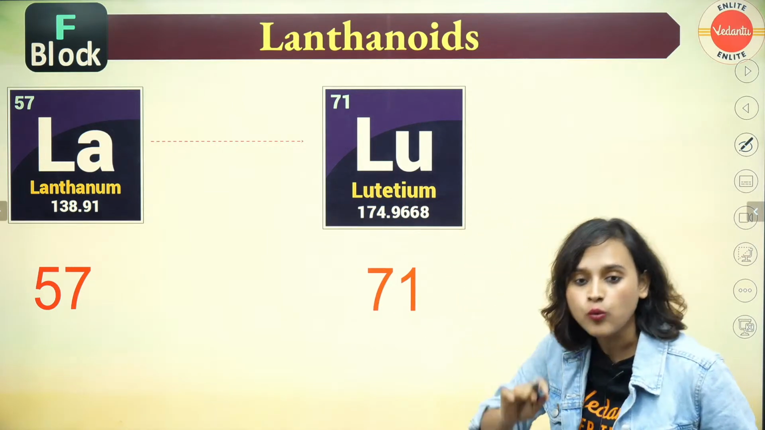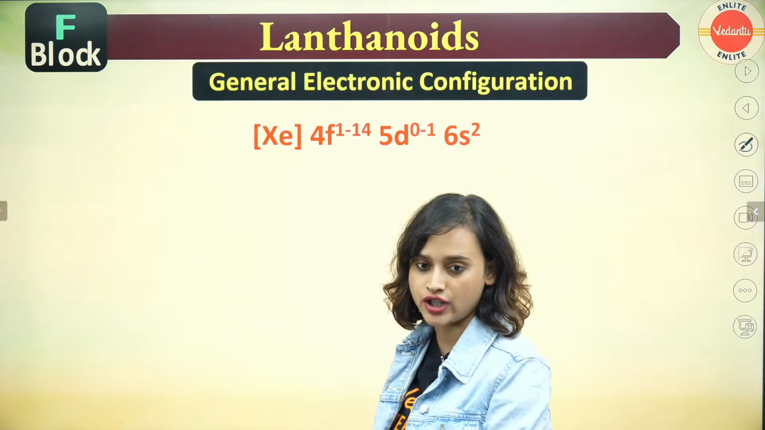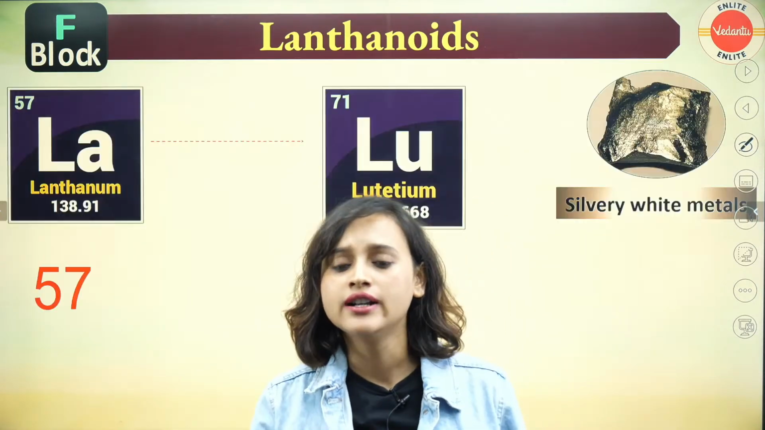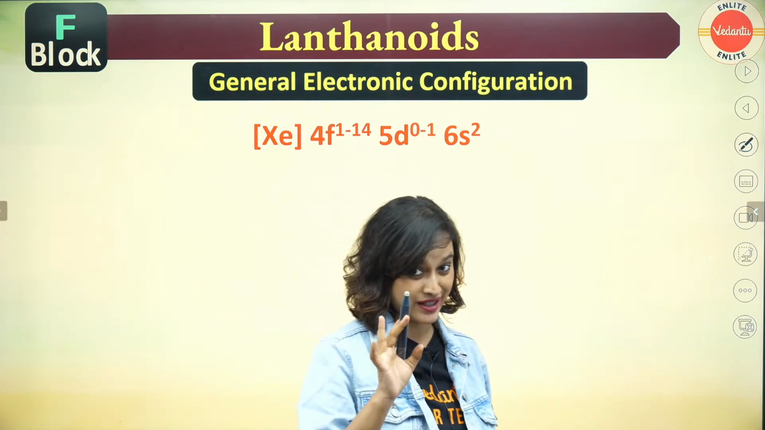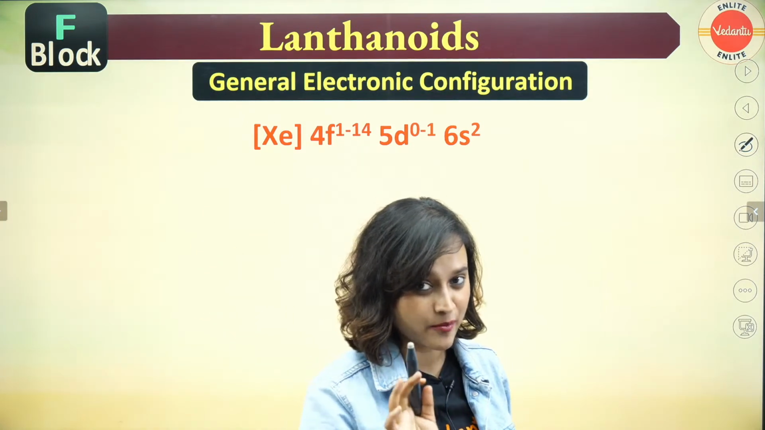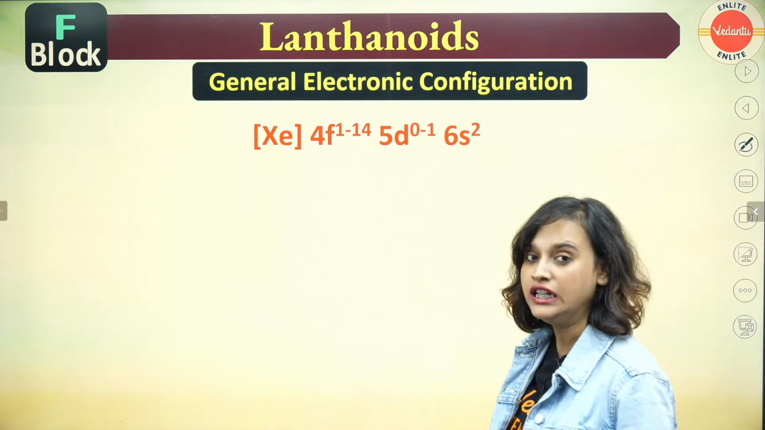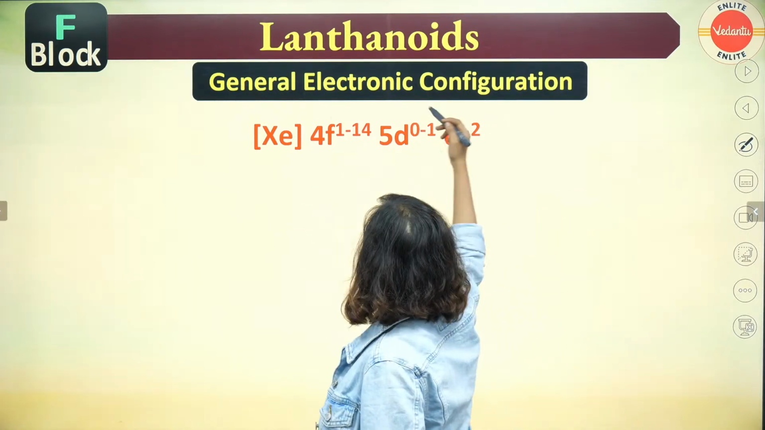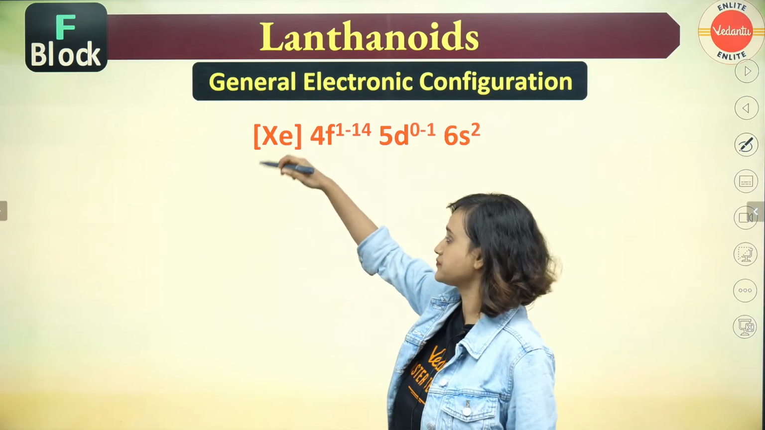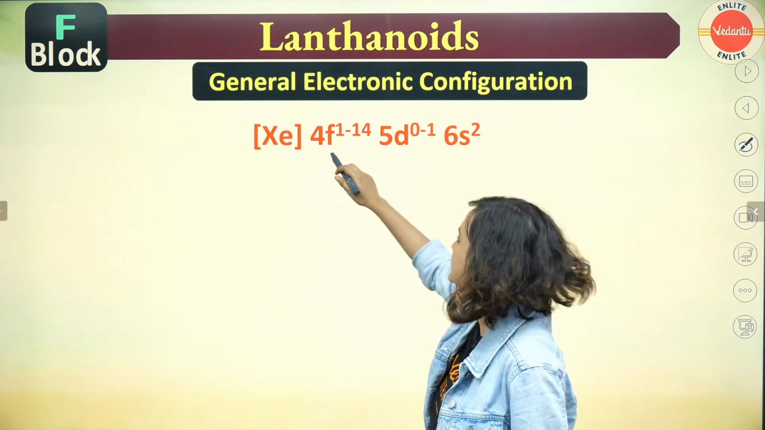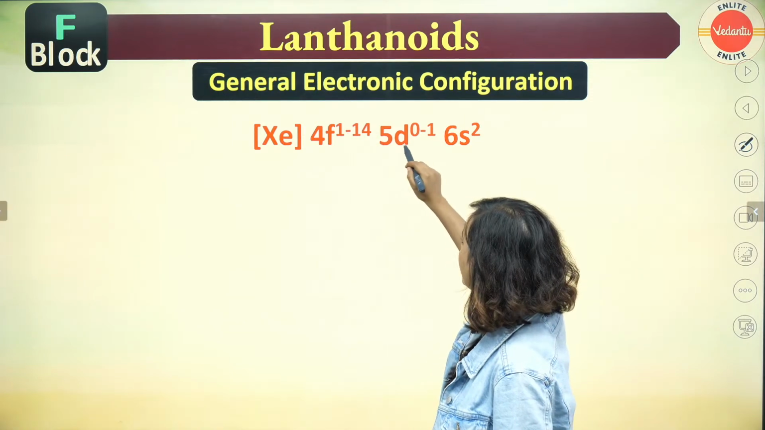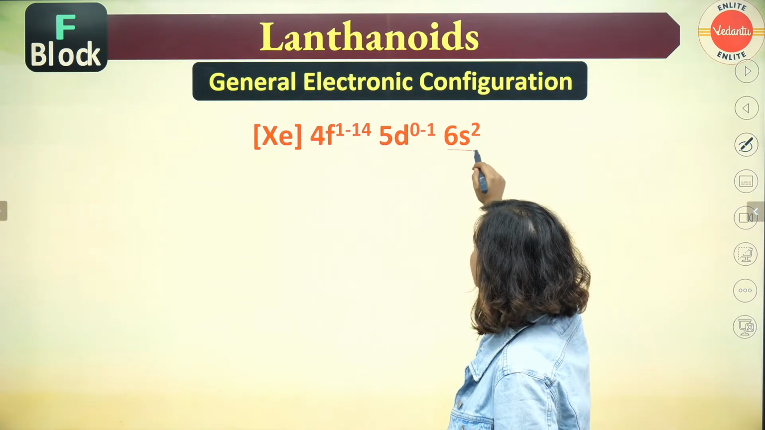Now, what's their general electronic configuration? Normally, they are all silvery white metals. Take a look at it, my dear student. Here is an exception that you have to remember. The general electronic configuration for the lanthanoids is xenon, then 4f1 to 14, 5d0 or 1, and 6s2.